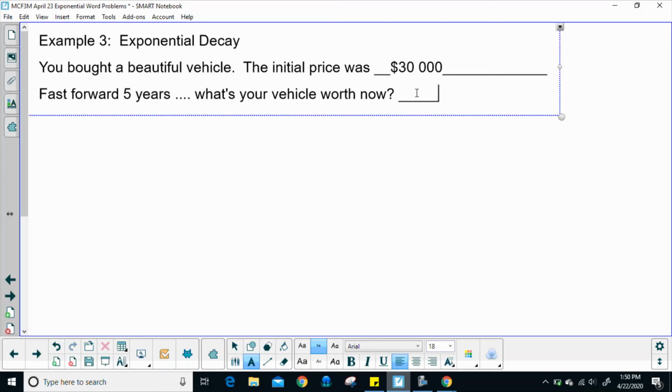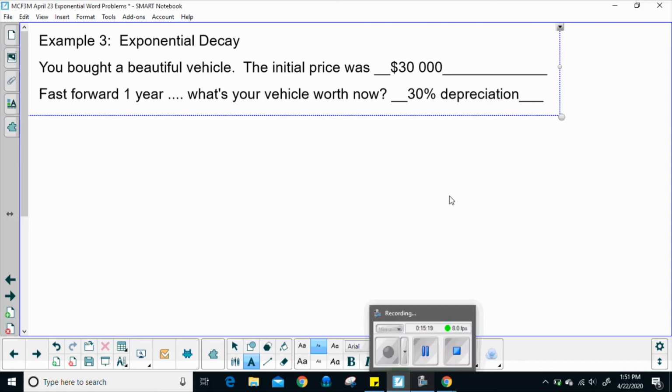So let's see, do you want to even just do 1 year? Let's just do 1 year. That was huge, 1 year. So remember we said that we were losing, let's go with the maximum here, 30% depreciation. So that means it's going down.